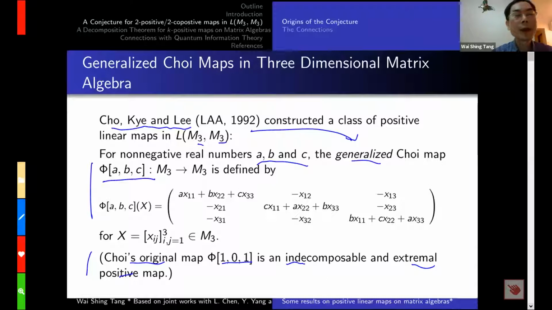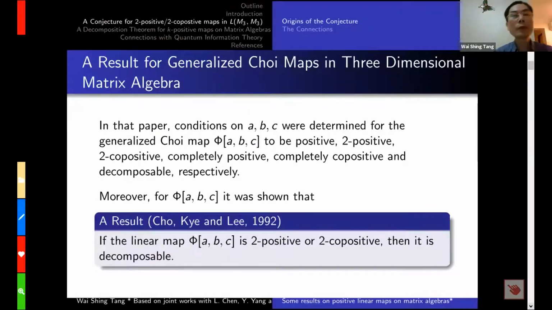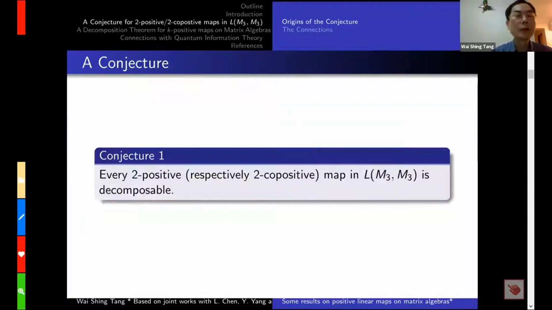So now these 3 authors considered this generalization, and they determined conditions on A, B, and C such that these special maps are positive, 2 positive, 2 co-positive, etc. Okay, and then for this special class of maps, it turns out that they proved that whenever the map is 2 positive or 2 co-positive, then automatically it is decomposable. And of course, a natural question is to consider whether this result is still true for any general 2 positive maps from M3 to M3. So this is the first conjecture we consider in this talk.